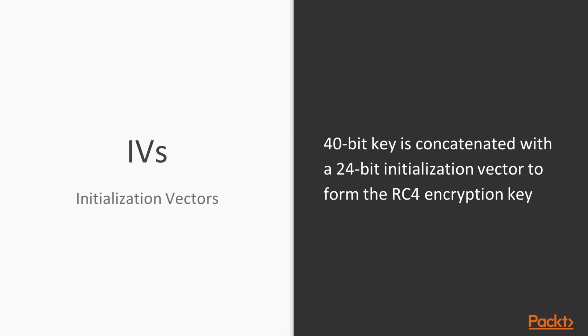The second big problem, though, is initialization vectors. Now, what is an initialization vector? Well, for WEP, we use RC4 encryption, and that takes a 40-bit key and is concocted with this 24-bit initialization vector. Now, the 24-bit initialization vector, it really is a key that we're going to use, and it is 24 bits long, which means 24 ones or zeros.